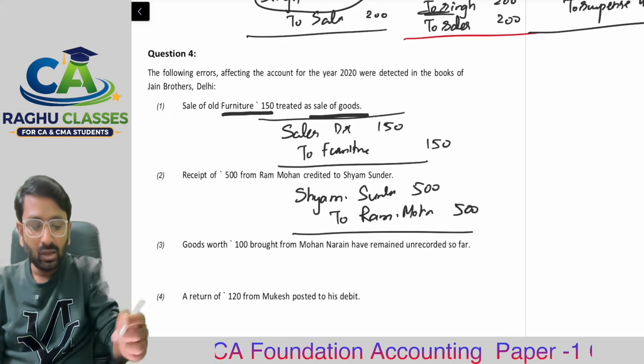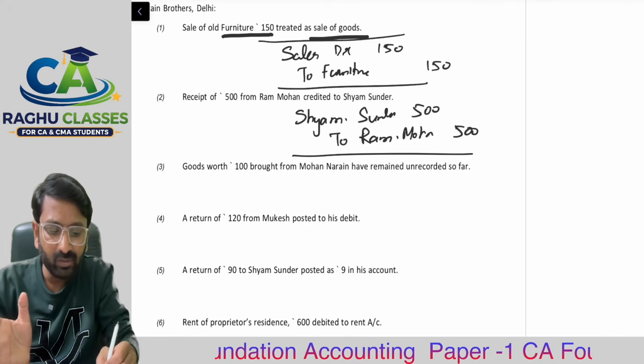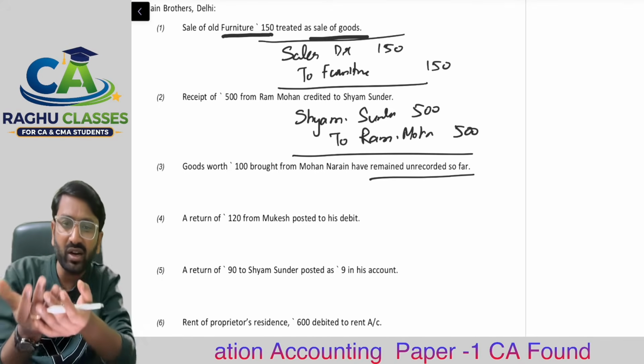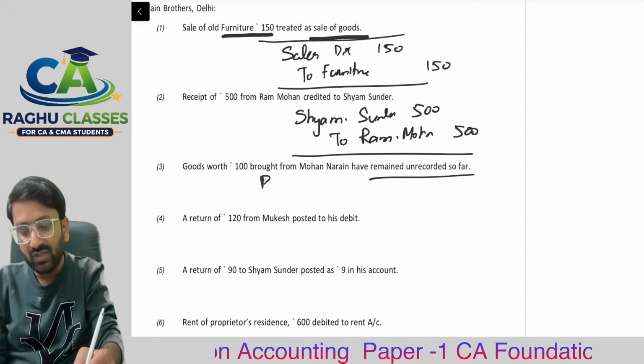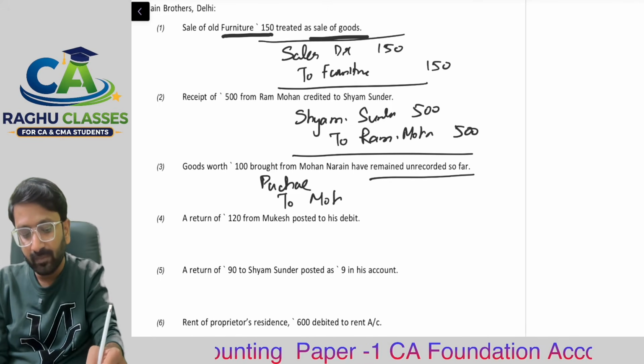Next one. Goods worth 100 rupees bought from Mohan Narain have remained unrecorded. It's like an unrecorded purchase. And what is the entry when you make a purchase? Purchase account debit to Mohan 100.